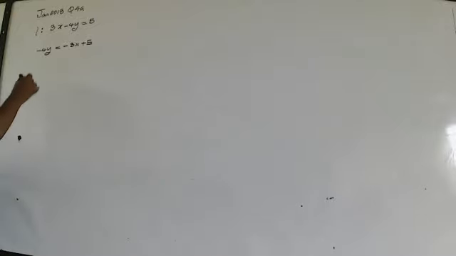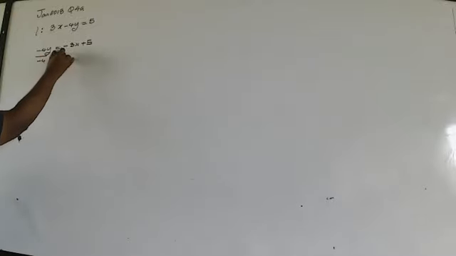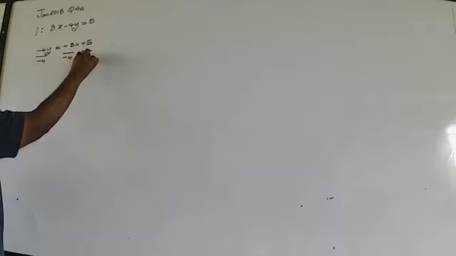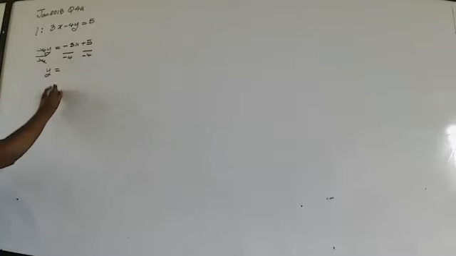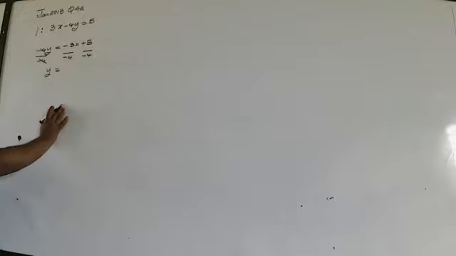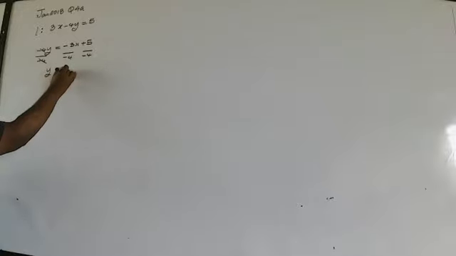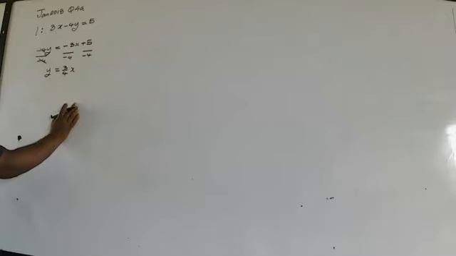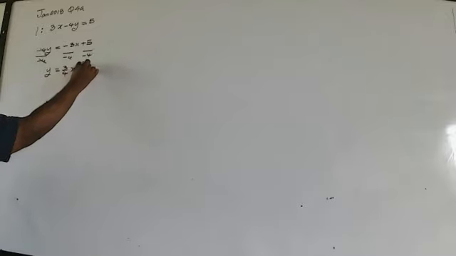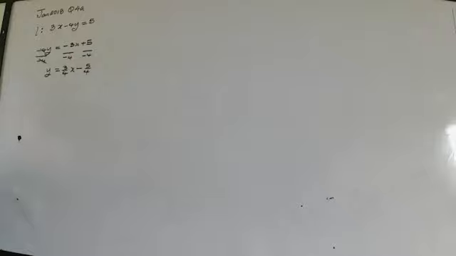Next, I'm going to divide the entire equation by minus 4. Negative divided by negative is a positive, and negative divided by negative is a positive. So this is 3 over 4x. A positive divided by a negative is a negative. Minus 5 over 4. That is the first thing to do: write the equation in the form y is equal to mx plus c. Did you do that? Yes, sir.